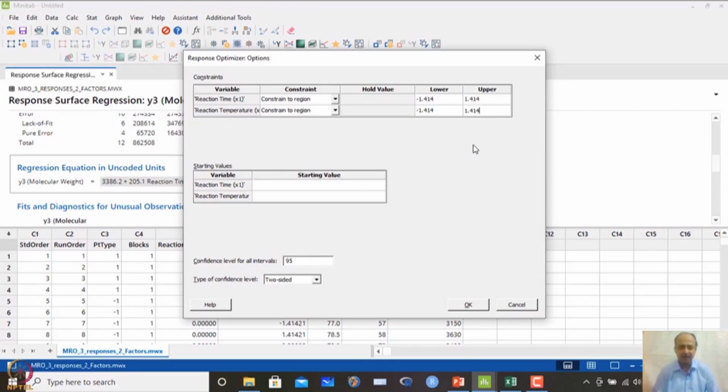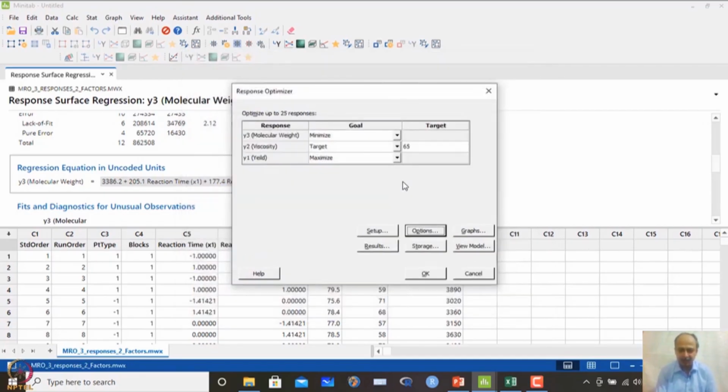So, in this case we have a trade-off solution, and for that we are using some kind of heuristics to get the solution. MINITAB will use that internally, and the desirability function will be used, and the geometric mean will be used like that. So, we will click OK, and let us try to see the solutions.